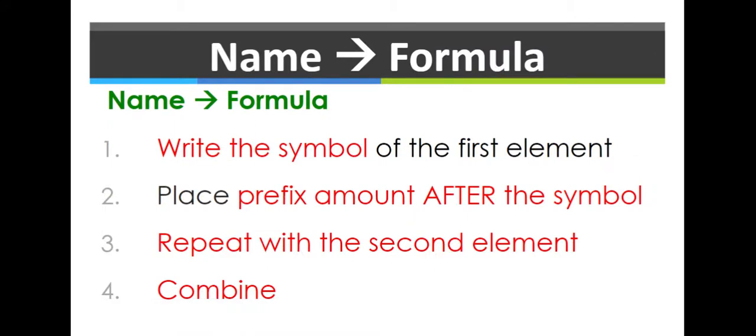Now to go from the name into the formula, you simply write the chemical symbol of the first element. You place the prefix number behind the symbol as a subscript, and then you just repeat it with the second element and smush them together so they form a formula.